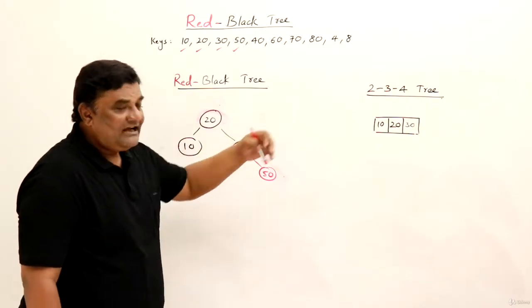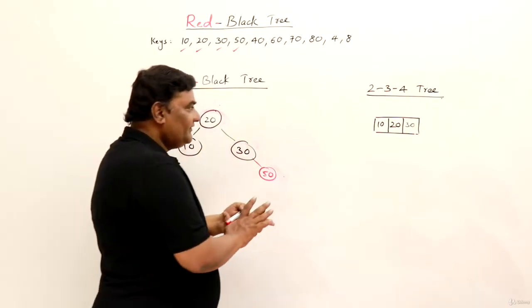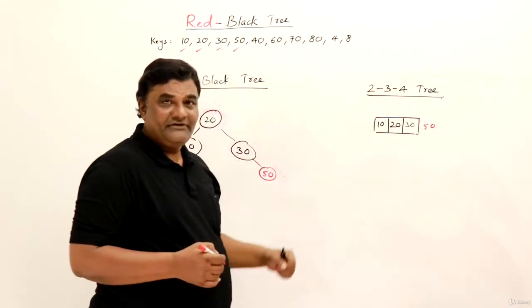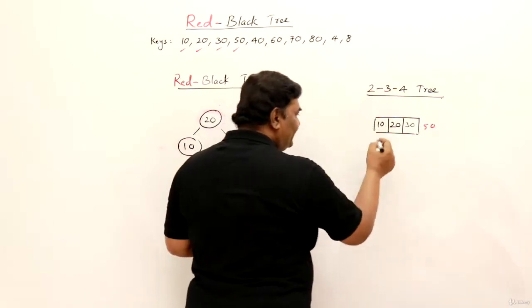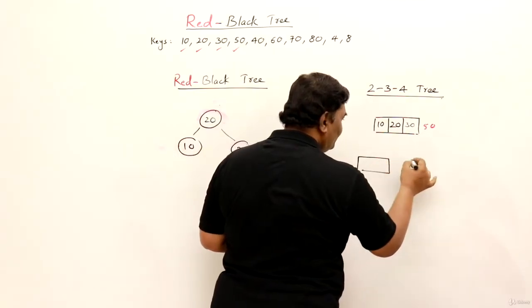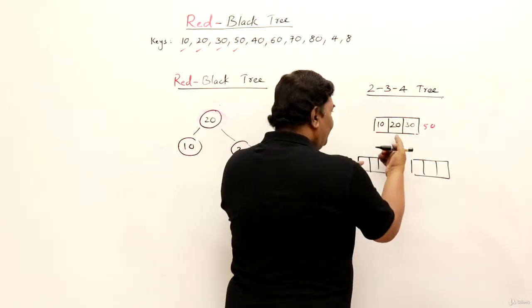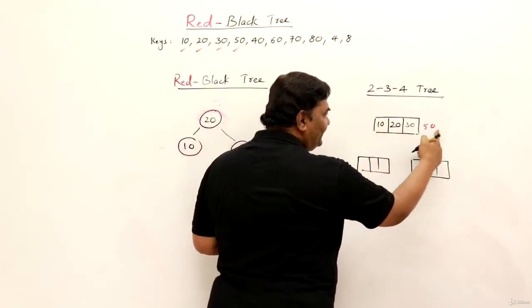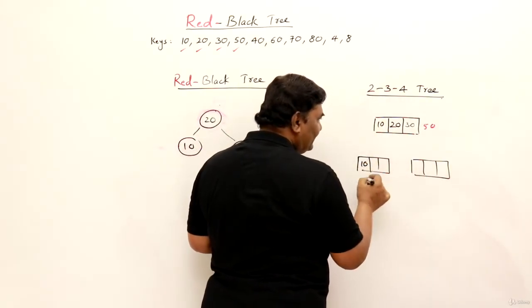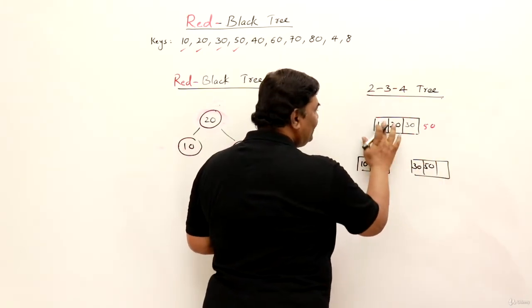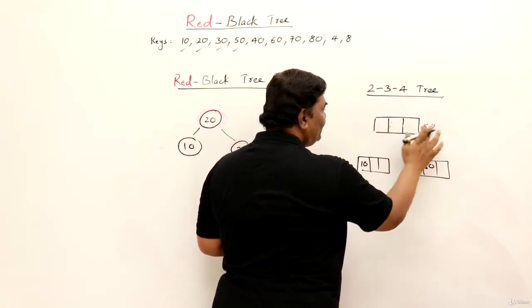Let us see how it happens in a 2, 3, 4 tree. When we want to insert 50, 50 comes here. There is no space for 50. Then what do we do? We split this node. Then what can we take on this side? Out of these 4, 10 will be on this side, then 30, 50 will be on that side, and the parent will contain just 20.